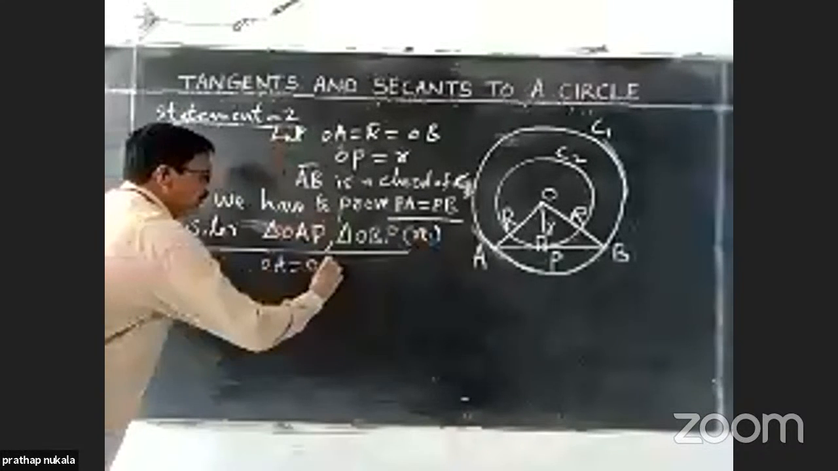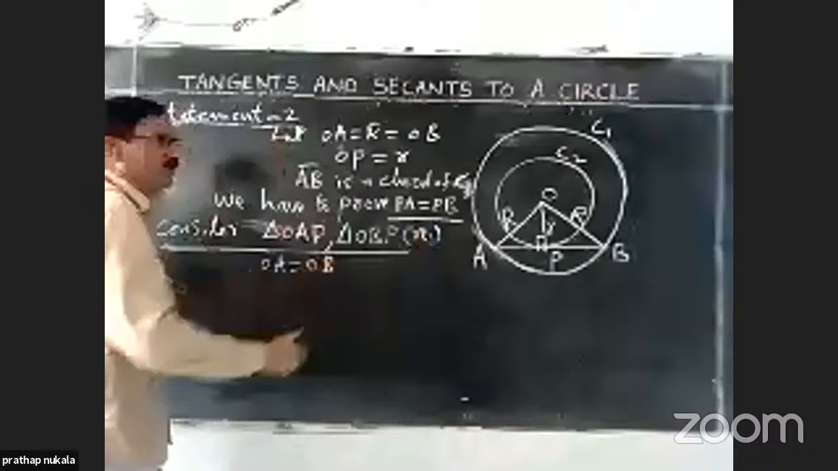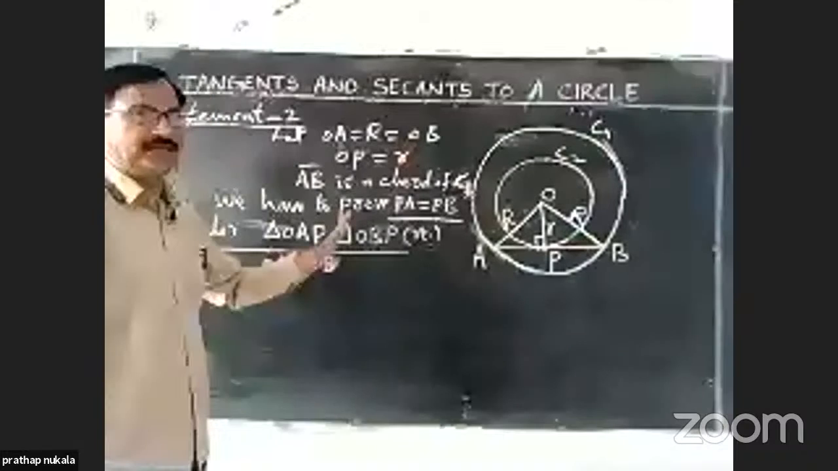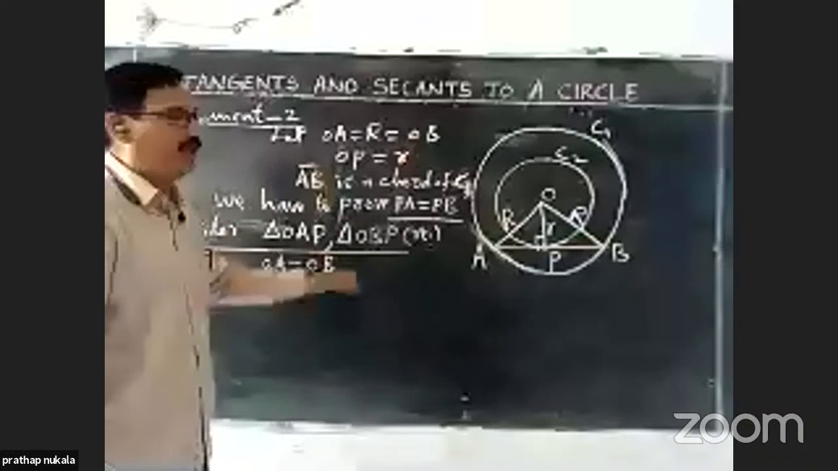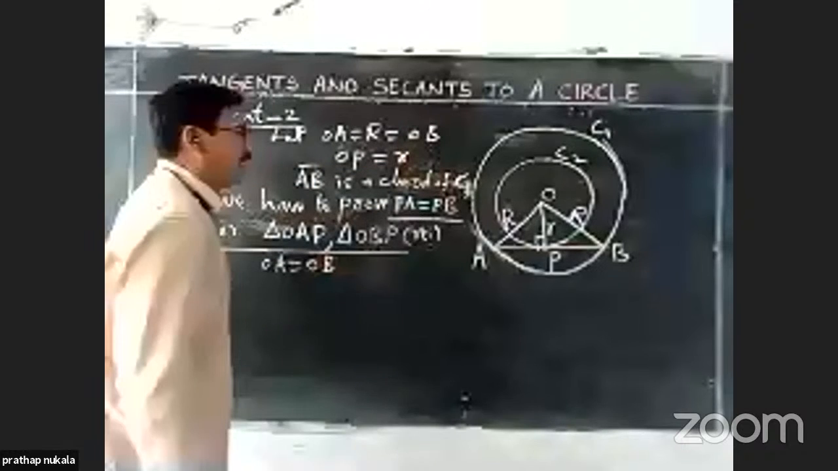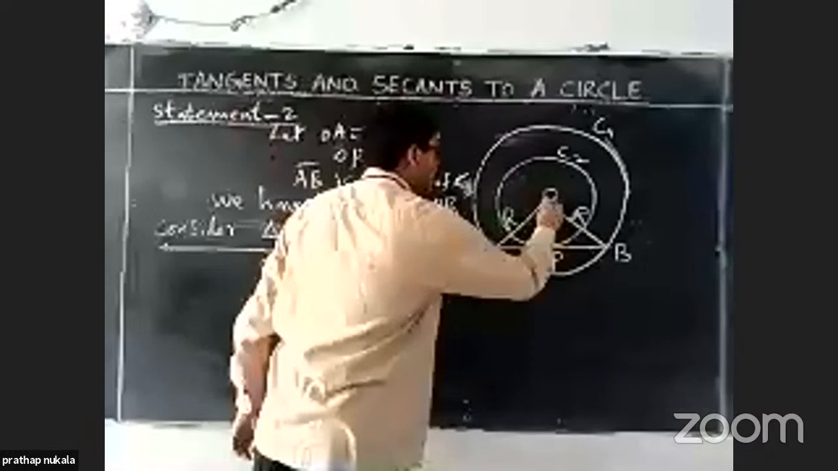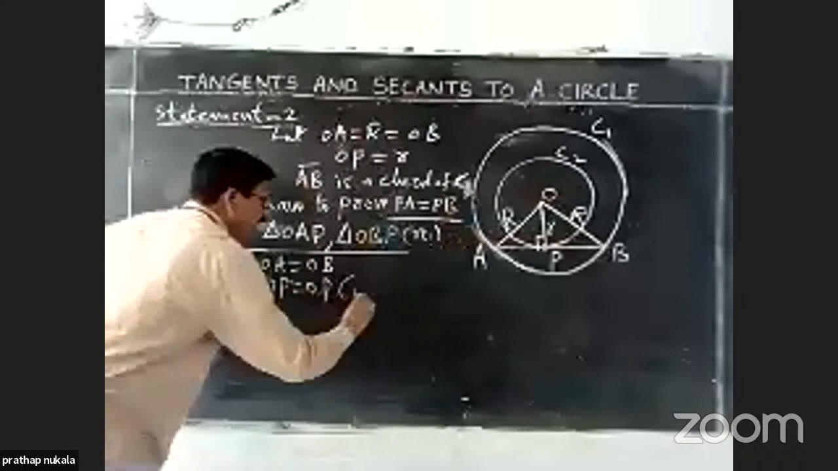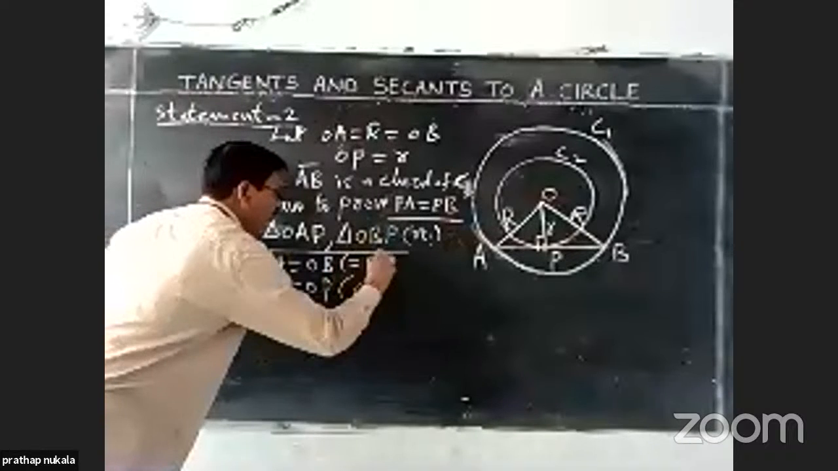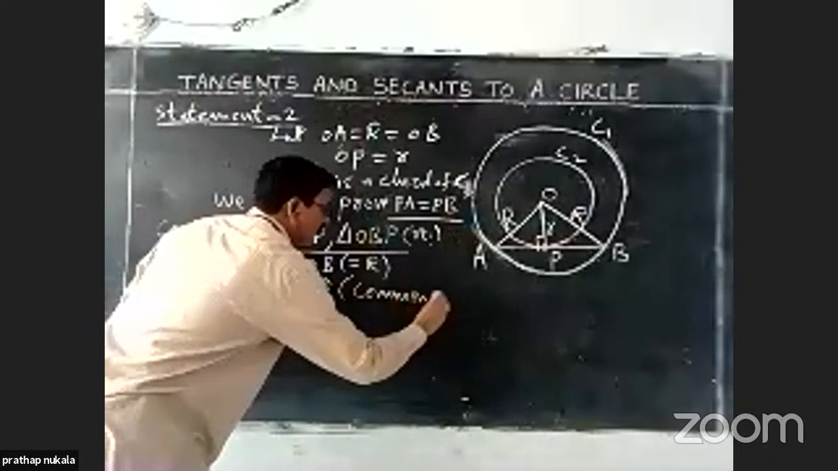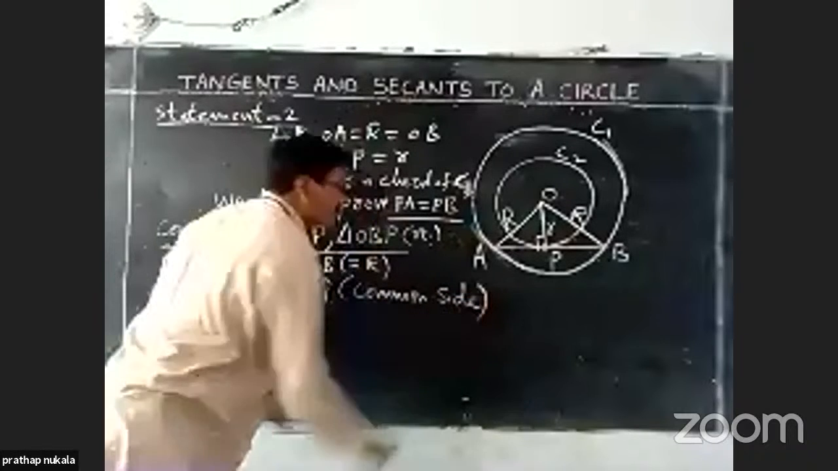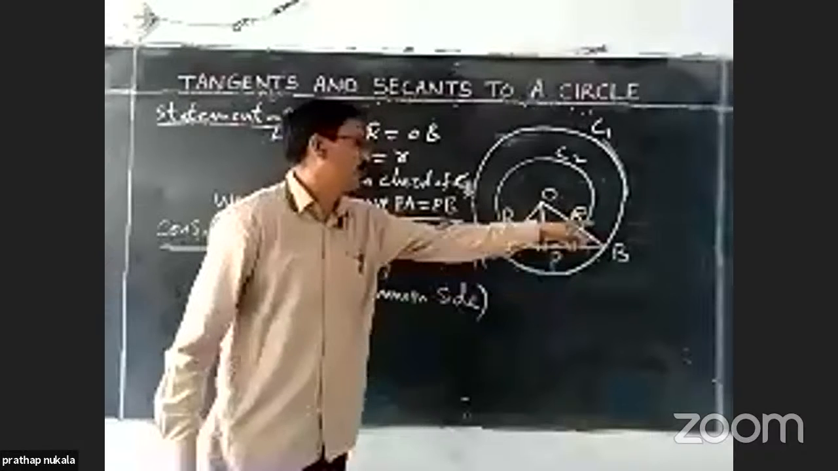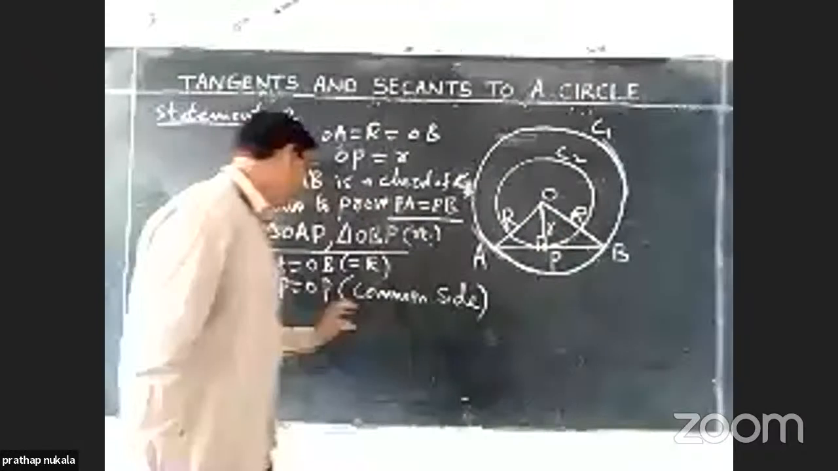OA equals OB, one pair of sides are equal, since OA and OB are radii of the bigger circle C1. Next, this is the common side. OP equals OP, the common side. OP is a side of triangle OAP and is also a side of triangle OBP. Therefore, OP equals OP.